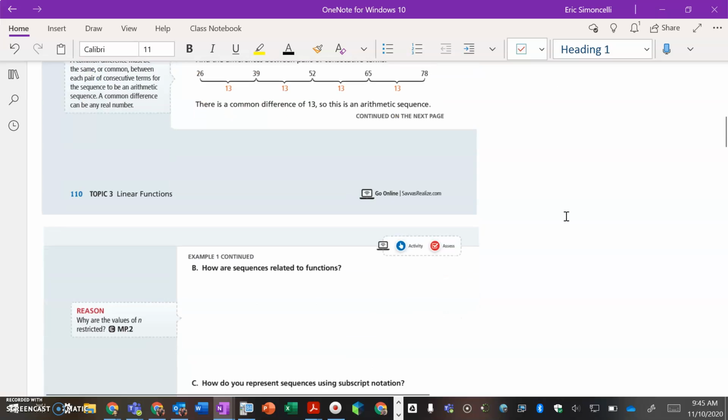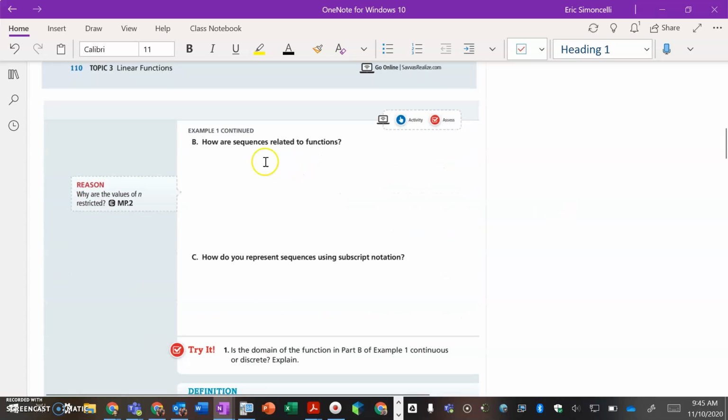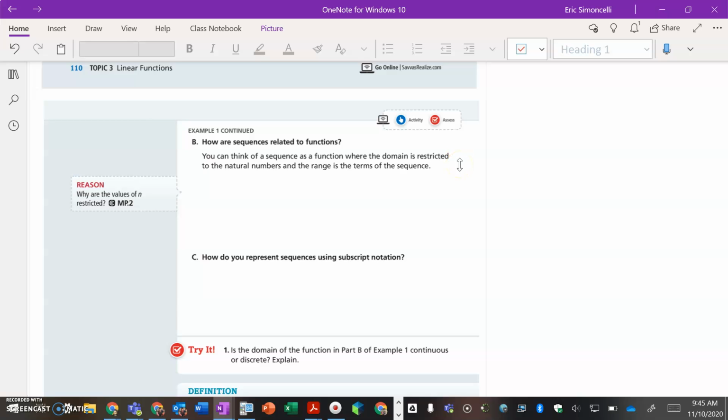Moving on. How are sequences related to functions? We know a lot about functions already. We talked quite a bit about linear functions, correct? y equals mx plus b being the slope-intercept form of a linear function. Well, let's take a look. You can think of a sequence as a function where the domain is restricted to the natural numbers and the range is the term or terms of the sequence.